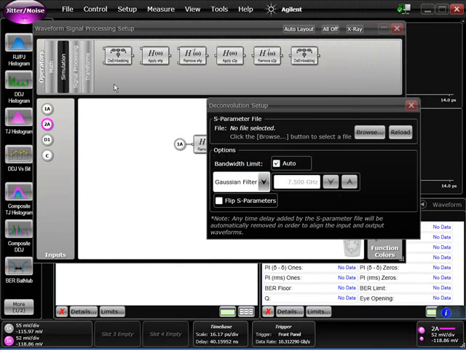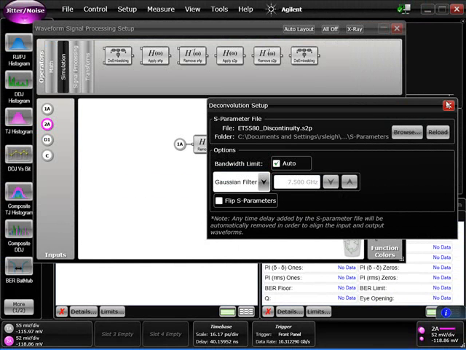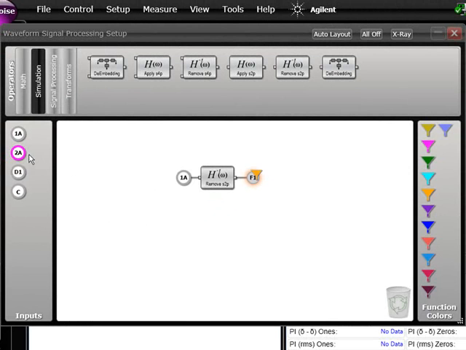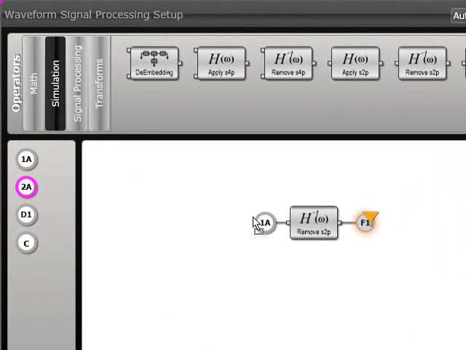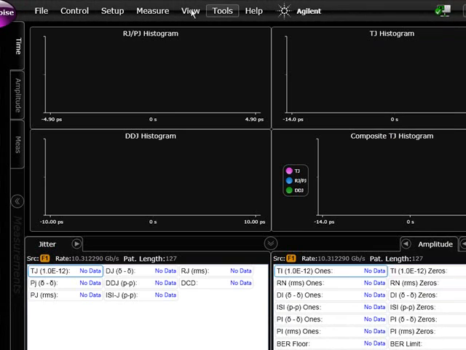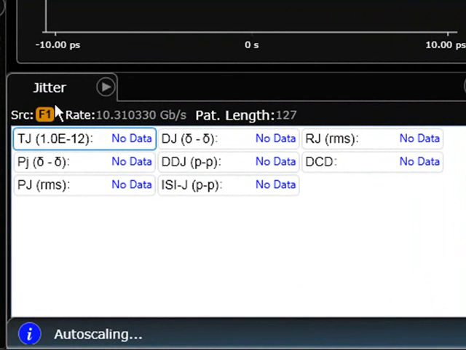And I'm going to turn on the output, so I'm going to drag from the right hand side the output, and remember the input is on channel 2, so I'm dragging channel 2 from the left onto my model. And so now on my input, I've got channel 2. Model is removing the S2P, or the insertion loss, of my discontinuity trace, and my output is going to be on F1. I'm going to do an auto scale, and now you can see that my source is F1, which is that de-embedded signal.